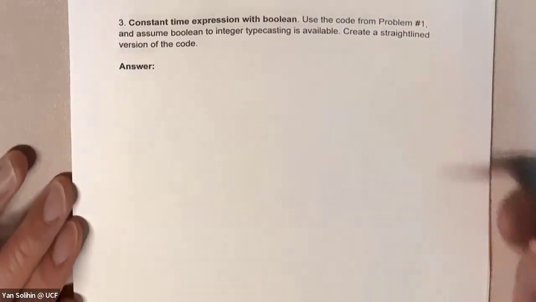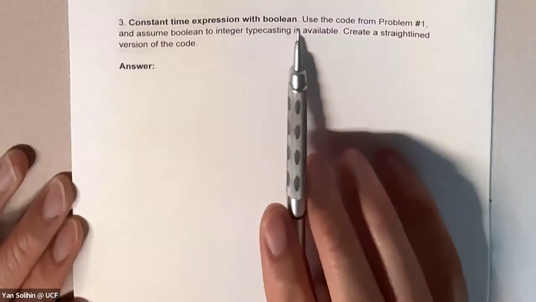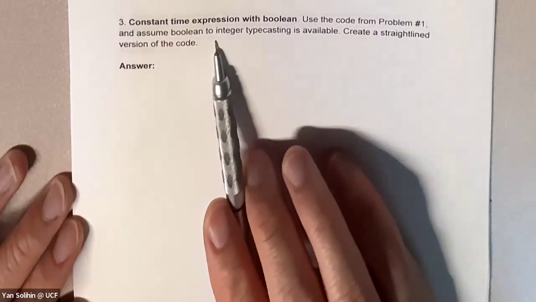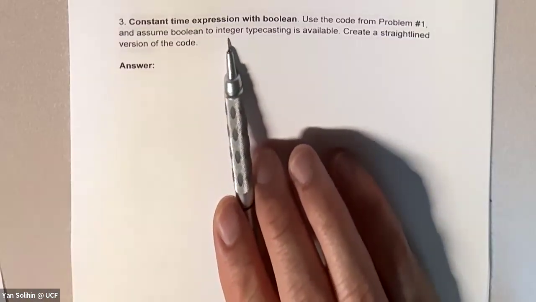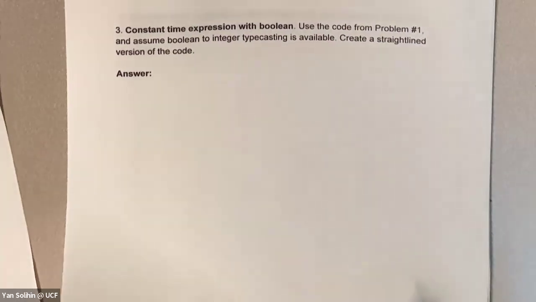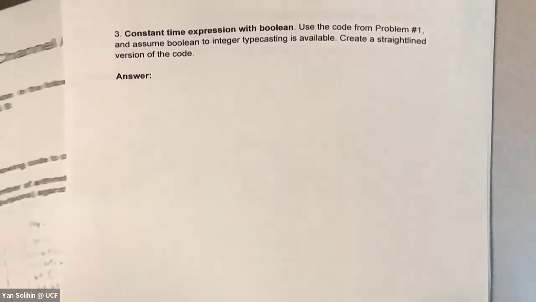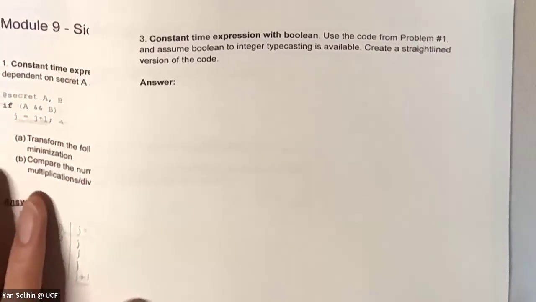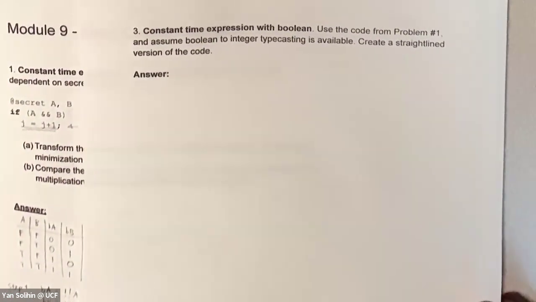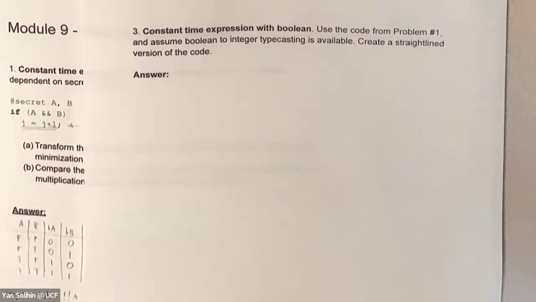Okay, in this problem, we are looking for constant time expression with Boolean. Use the code from problem 1 and assume Boolean integer typecasting is available. So create a straight line version of the code, and the code from problem 1 is right here. The process is similar to before, except that instead of using arithmetic, we are using Boolean.